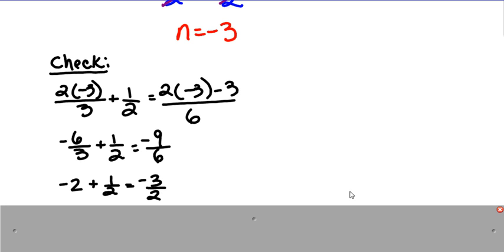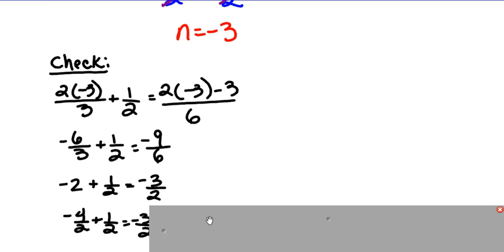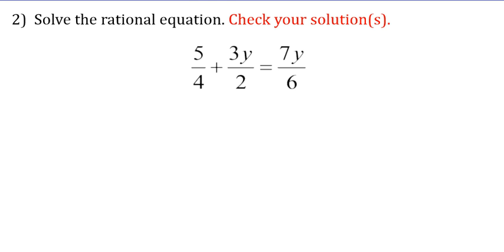So is negative 2 plus 1/2 equal to negative 3/2? Again, thinking about our common denominators, we can make this into halves, which would be negative 4/2. If I add a positive 1/2 to that, I will get back my negative 3/2. So we've got a valid solution. N equals negative 3. It's balanced, and look, all the denominators are defined. Let's try another equation.